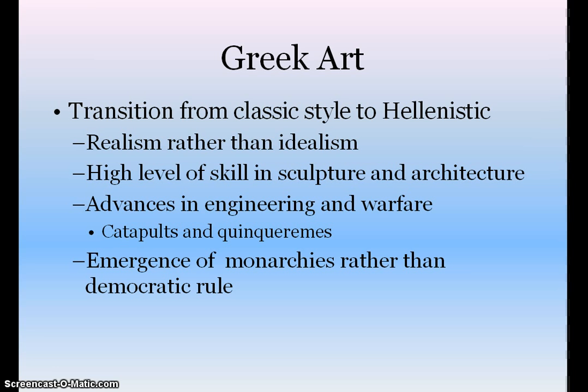Aside from this, we also have advancements in engineering and warfare, catapults, quinqueremes. Now, if you remember your triremes during the Persian Wars, those were rowed warships with 3 rows of oars. Well, these have 5, so we do see some other advancements there. And as we left off last class, we have the emergence of monarchies rather than democratic rule. So let's start talking about the shift in art, because after all, guys, taking a look at art of a certain time period gives you a window into what is important and what we can say about that society.